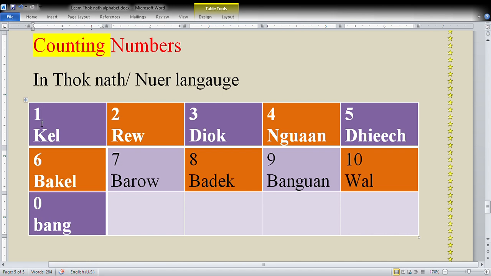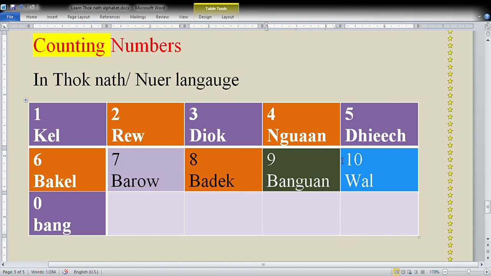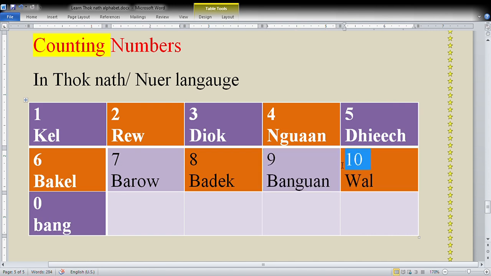Okay, let's start. This is kel, reu, diok, nguan, diech, bakel, barrow, badek, bangwan, well. This is well and bang.